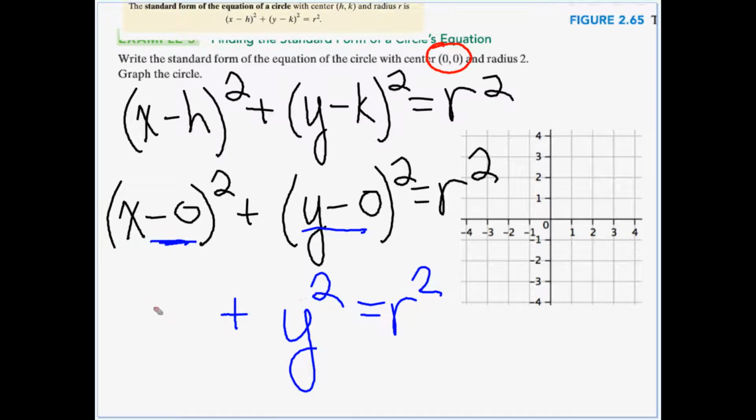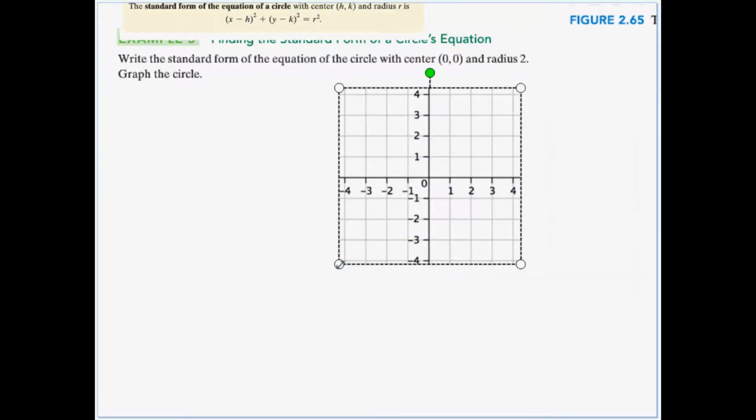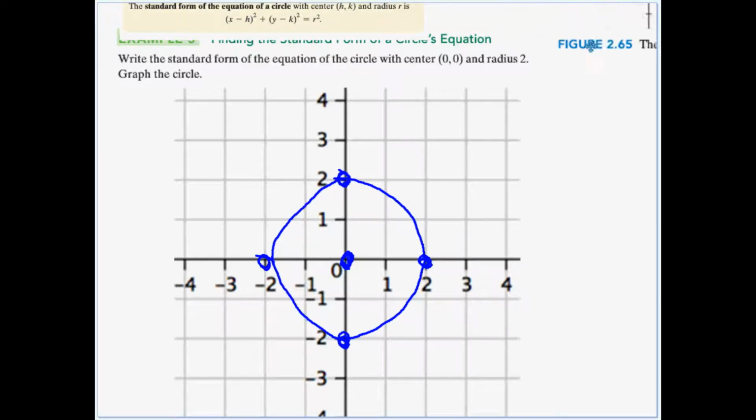Okay, now my favorite part, graph it. So the first thing I do is plot the center point of the circle. Here it's going to be (0, 0), and we know the radius on this one is 2. So we can go up and down 2, left and right 2 from the center, and then we can connect the dots in a somewhat circular shape. Close enough.